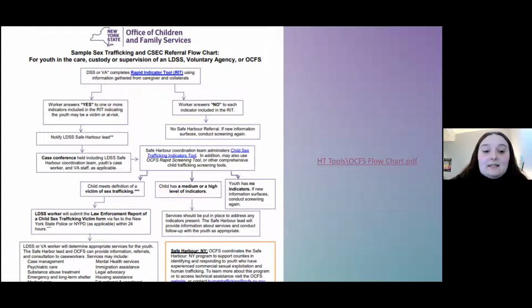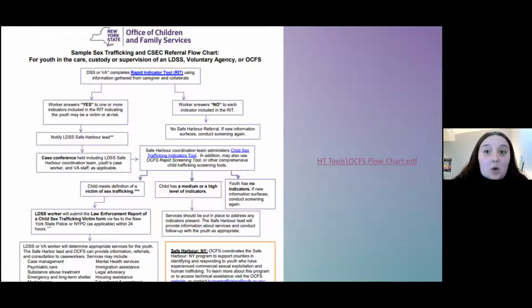Seneca County, your lead is Amanda Hopkins, and Yates County lead is Melissa Gilbert and myself. So if your client has met any of the federal definition criteria of sex trafficking on the comprehensive tool, then the Safe Harbor lead, so that is Melanie, Amanda, or myself or Melissa, then we have to submit the law enforcement report of a child sex trafficking victim form to the New York State Police within 24 hours.